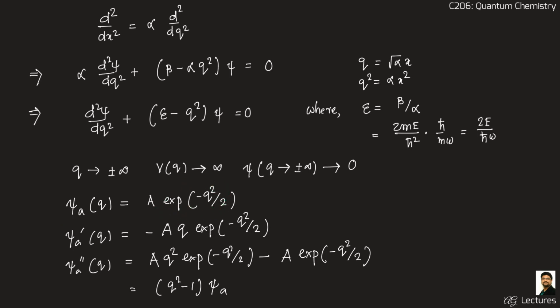this exponential factor. But what is necessary to be checked is whether this particular solution is a correct solution or not for this equation. So for that, what you have to do is plug in this double derivative over here and this value of psi a over here, and check whether this particular equation is valid or not for very large q, the asymptotic form.